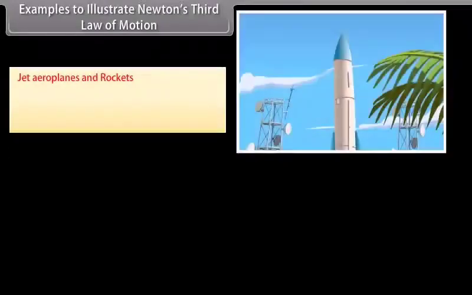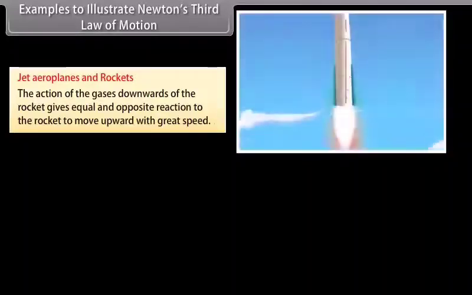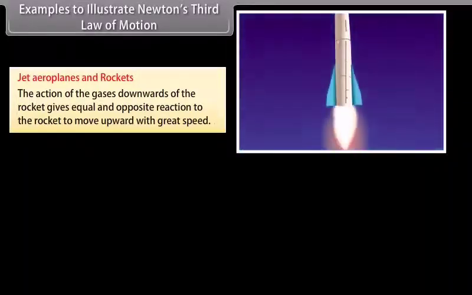Jet aeroplanes and rockets. The action of the gases downwards from the rocket gives an equal and opposite reaction to the rocket, making it move upward with great speed.